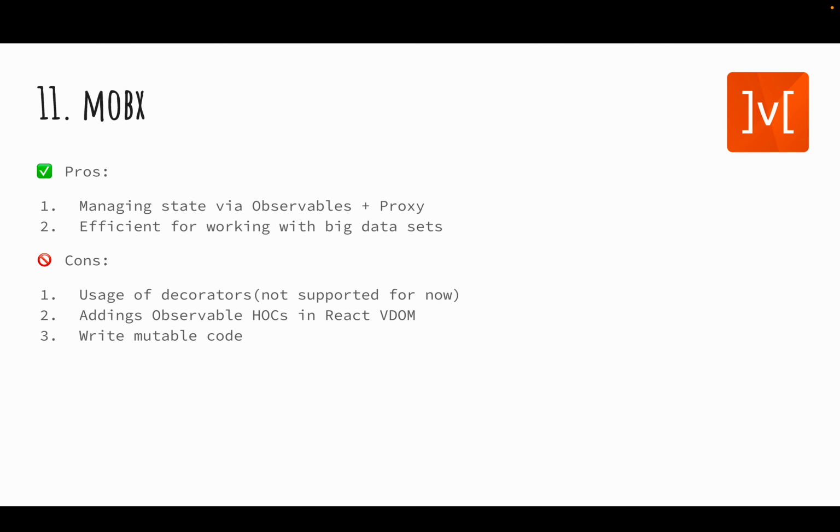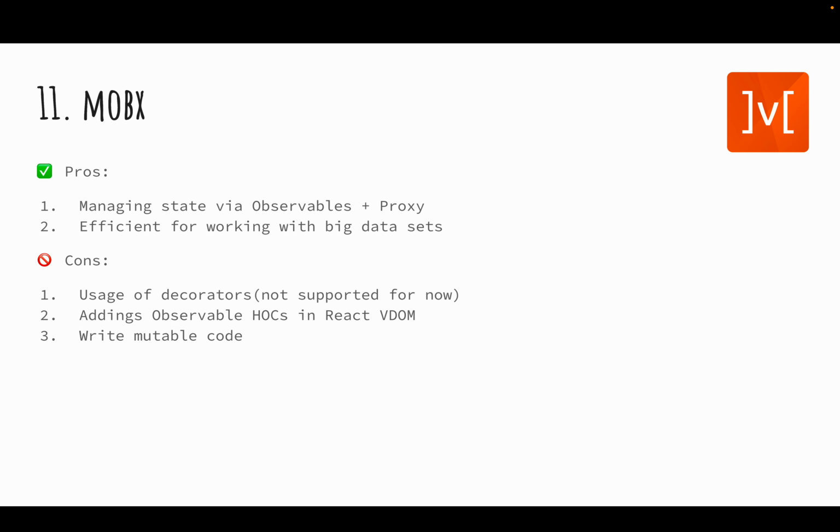So MobX uses observables plus proxy for managing state, and it's really efficient for working with big data sets. It's easy to work with 5k or 10k elements, and MobX will handle it all by itself. But the problem is that it uses decorators, and decorators are not supported by JavaScript and TypeScript. They are experimental, so this can be changed in the specification, and your code base will be hard to understand.